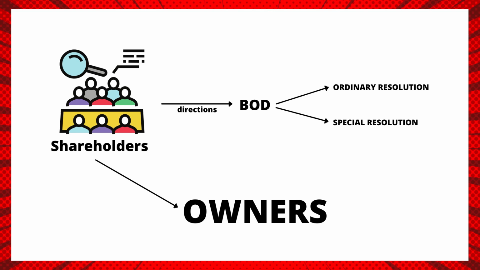Now, how do the members and shareholders give direction to the directors? Obviously by two methods. One is by passing an ordinary resolution, or by passing a special resolution. In these two processes, the members and the shareholders give direction to the directors of the company on what to do and what not to do.